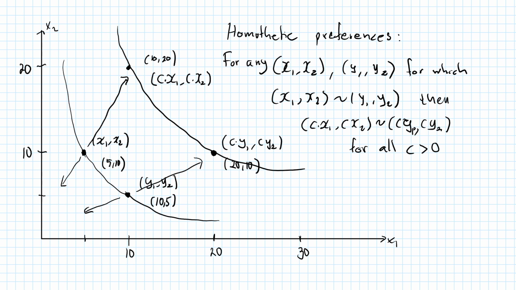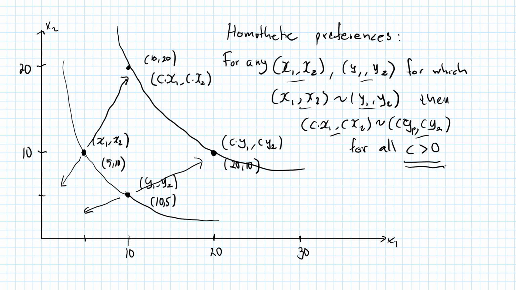Take any two bundles, an x bundle and a y bundle, for which I'm indifferent between them. Then it must be the case that I'm indifferent between twice the x bundle and twice the y bundle. I need to be indifferent between 3 times the x bundle and 3 times the y bundle, and so on, and this needs to hold for all constants c greater than 0. So this is a perfectly valid definition.